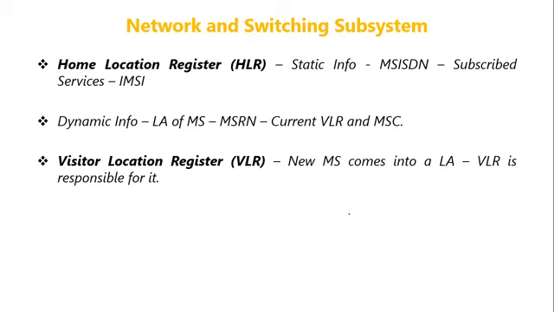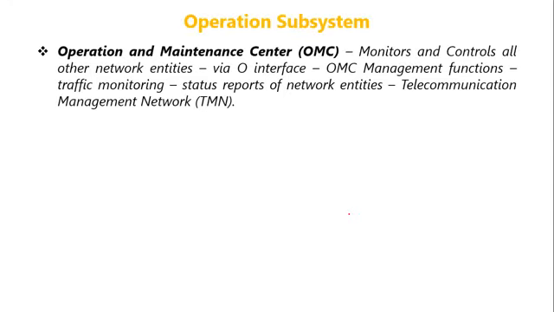The next subsystem that we'll be discussing is the operation subsystem. The operation subsystem contains mainly three things: operation and maintenance center, authentication center, and equipment identity register. So first let us understand what is the operation and maintenance center.